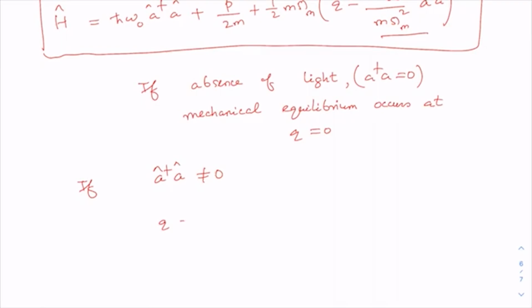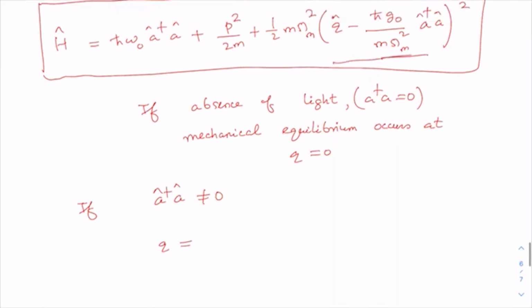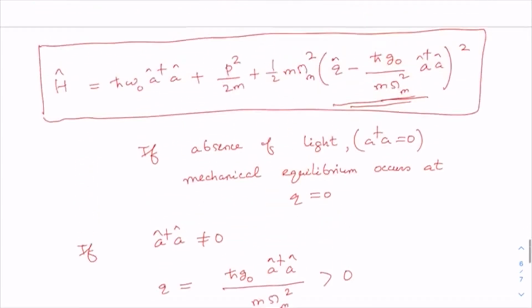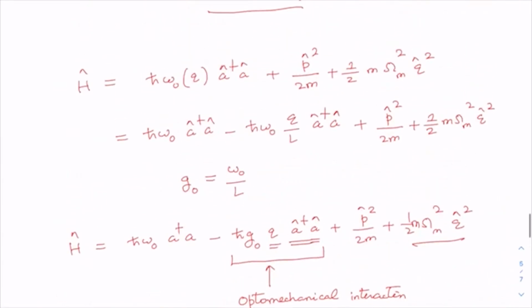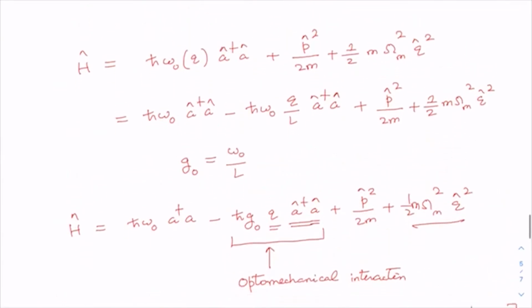The equilibrium point is shifted to q equal to, it's very clear from this expression, ħ z0 a†a divided by m ω_m², which is greater than 0. This makes sense physically, because the radiation pressure acts to the right. This is the Hamiltonian which we have started with.